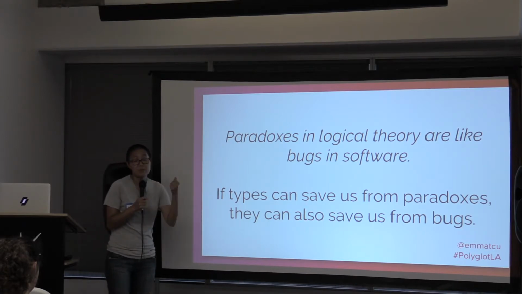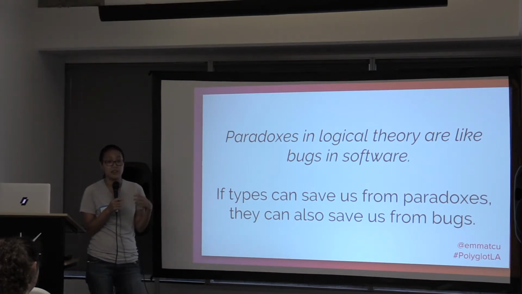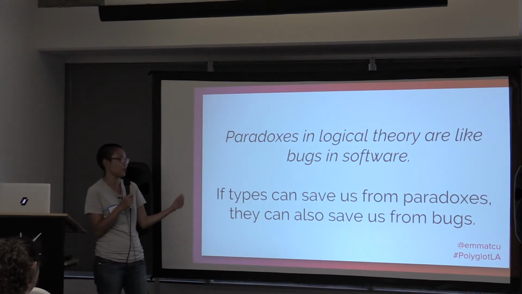And so if types can help us with getting out of a situation where we're stuck in paradoxes, types can also help us prevent bugs in our code from emerging, right?